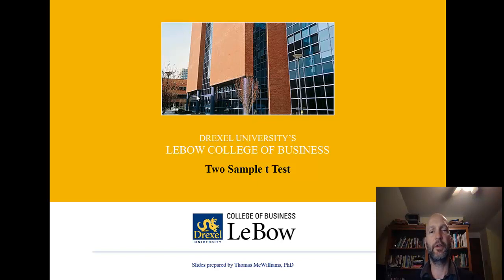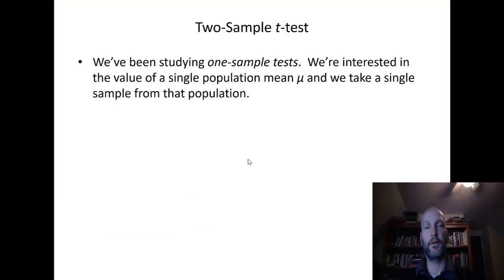In this video, we're going to look at a two-sample t-test, which is used to compare two unknown population means. So far, we've been talking about one-sample procedures, where we're interested in the population value or characteristic of a single population, and this requires us to take a sample from that population.